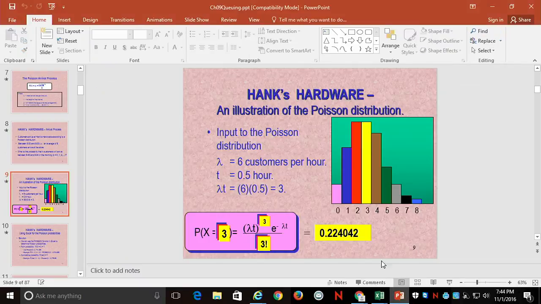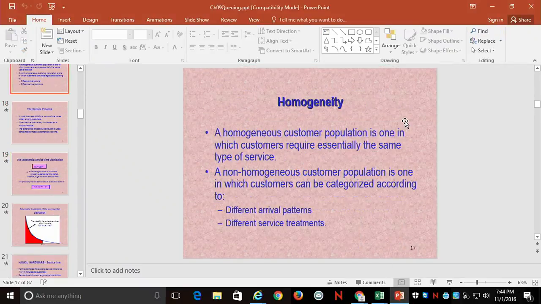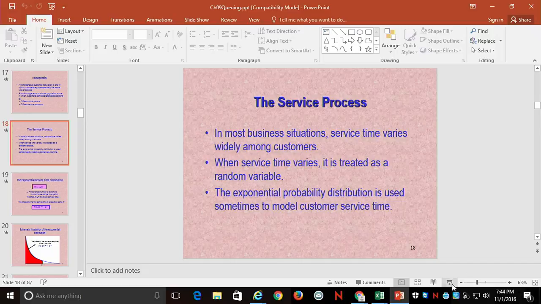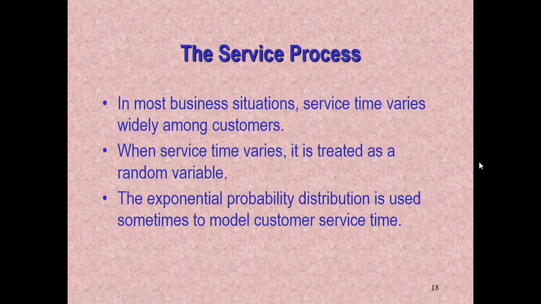So let's talk about, I'm going to skip ahead here, the service process. The service process varies widely among customers, even my advisees. Even though I try to make it deterministic, some advisees take 3 minutes, some take a half hour. Medical appointments, banking appointments. So when service time varies, and a lot of times it does, it is also treated as a random variable.